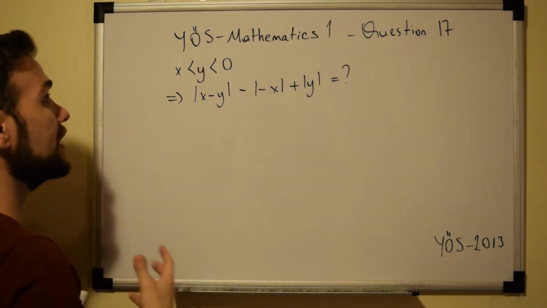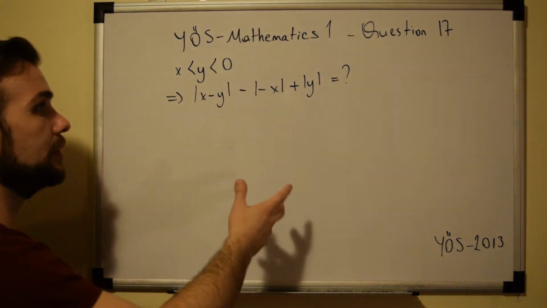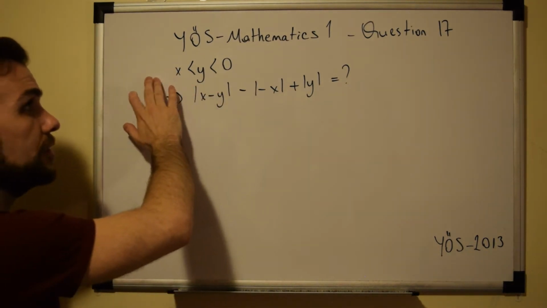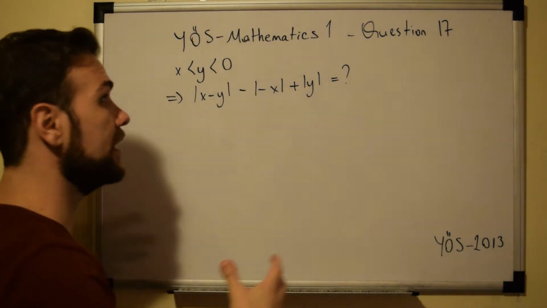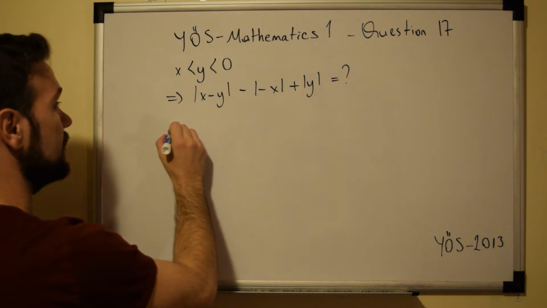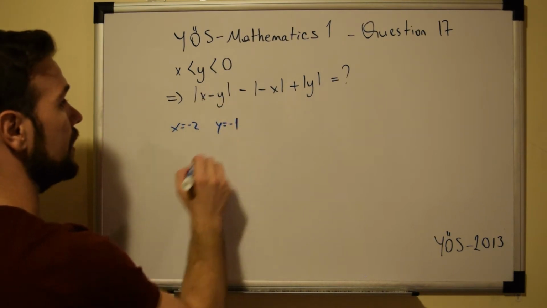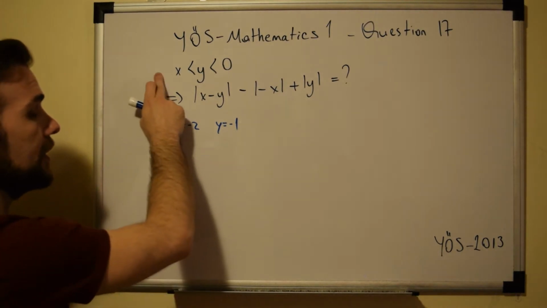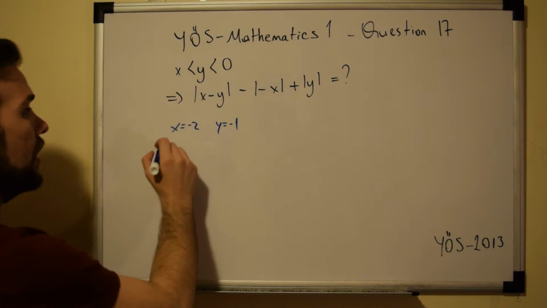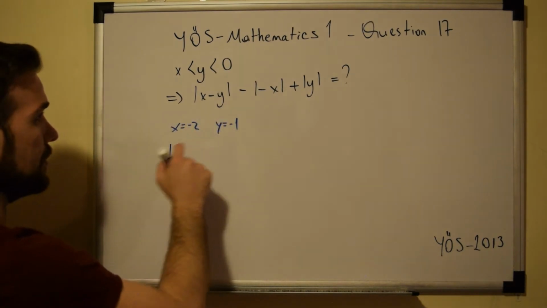So I'm going to give x and y two certain values, and the only reason I'm going to give them two different values is just to prove to you that as soon as you respect the condition given in the question, you will always get to the right answer. So for the first example, I'm going to give x the value of minus 2 and y the value of minus 1. As you can see, I respected the condition: x is less than y, which is less than 0. So I'm going to replace now x and y for their respective values.